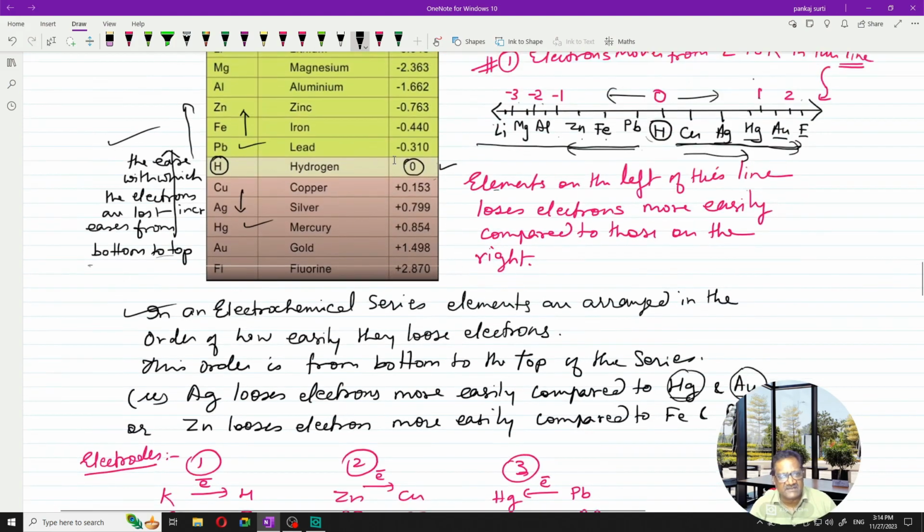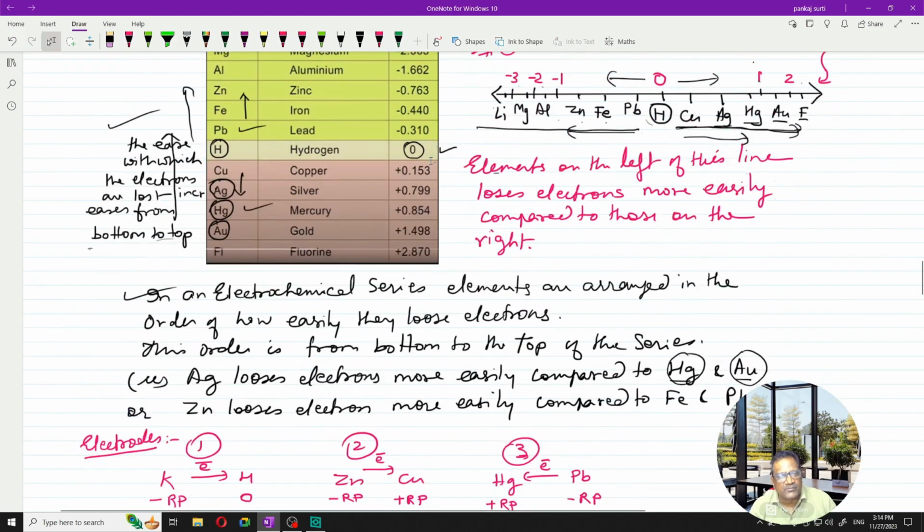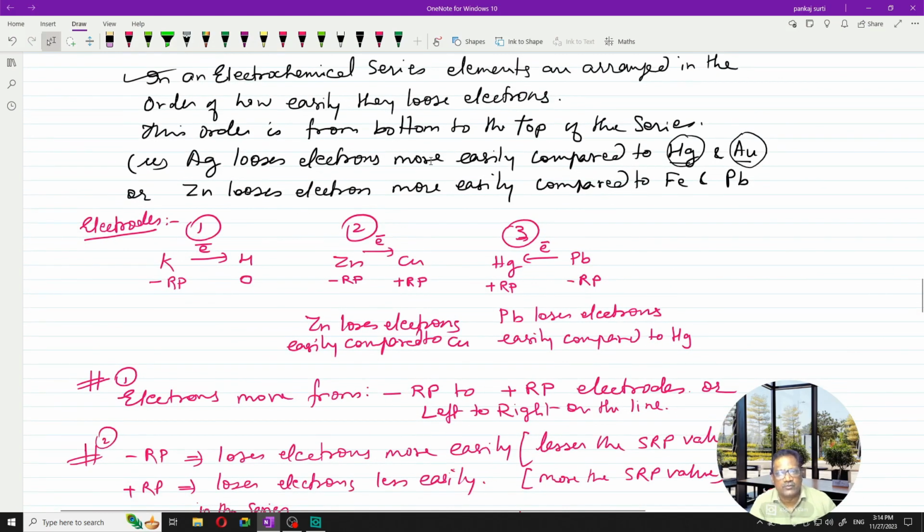Can you see here? The silver is over here. You see this? This is silver. It is above mercury and gold. Can you see these three? So silver is above mercury and gold. So it is indicating that silver is going to lose electrons more easily compared to gold and mercury.